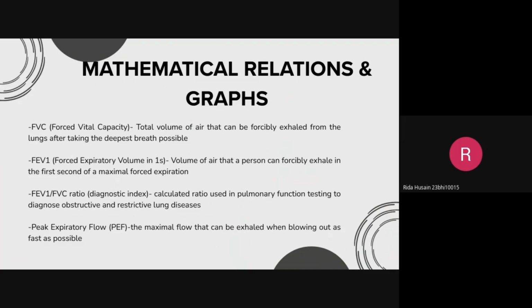Next is the diagnostic index, which is FEV1 by FVC. It is the calculated ratio in pulmonary function testing used to diagnose obstructive and restrictive lung diseases. Next is peak expiratory flow, that is PEF. That's the maximal flow that can be exhaled when blowing out as fast as possible.